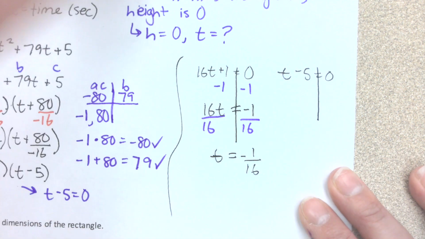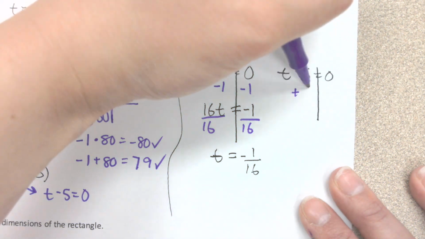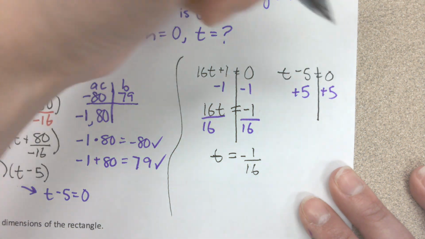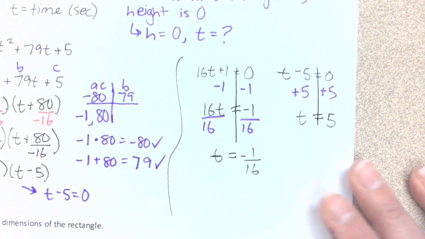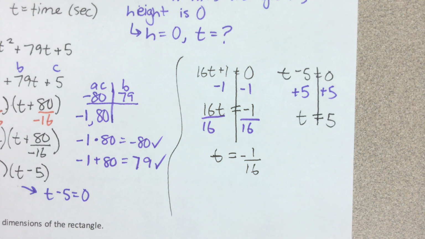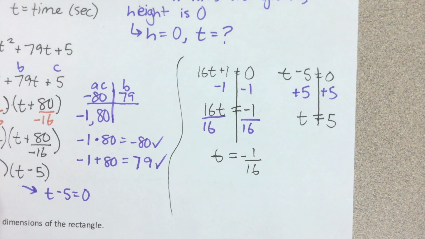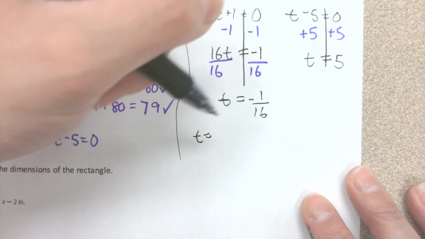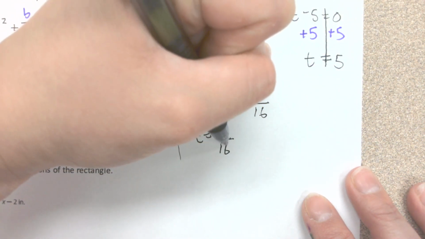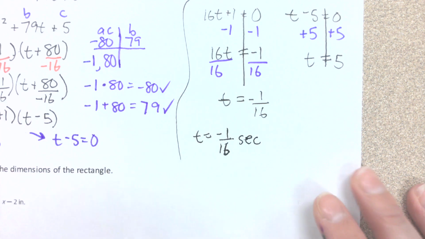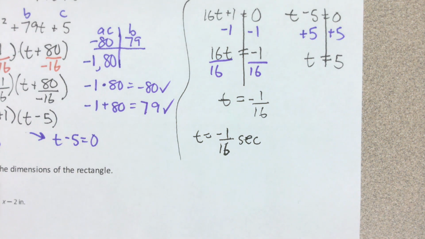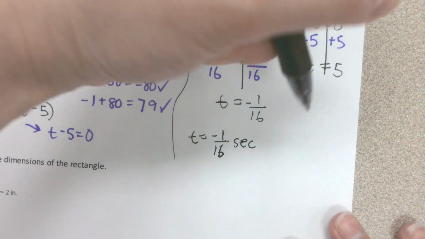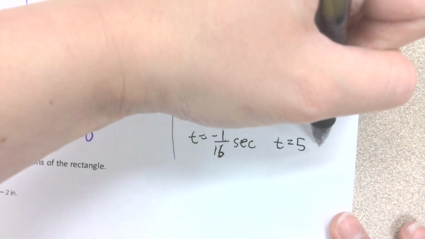Other equation, I have t minus 5 equals 0. So I'm going to plus 5 on both sides. T is positive 5. So we got two answers. T equals negative 1 over 16. And remember, putting this back in terms of the story problem, we're finding our time t in seconds. So negative 1/16 seconds. And then we have 5 seconds.